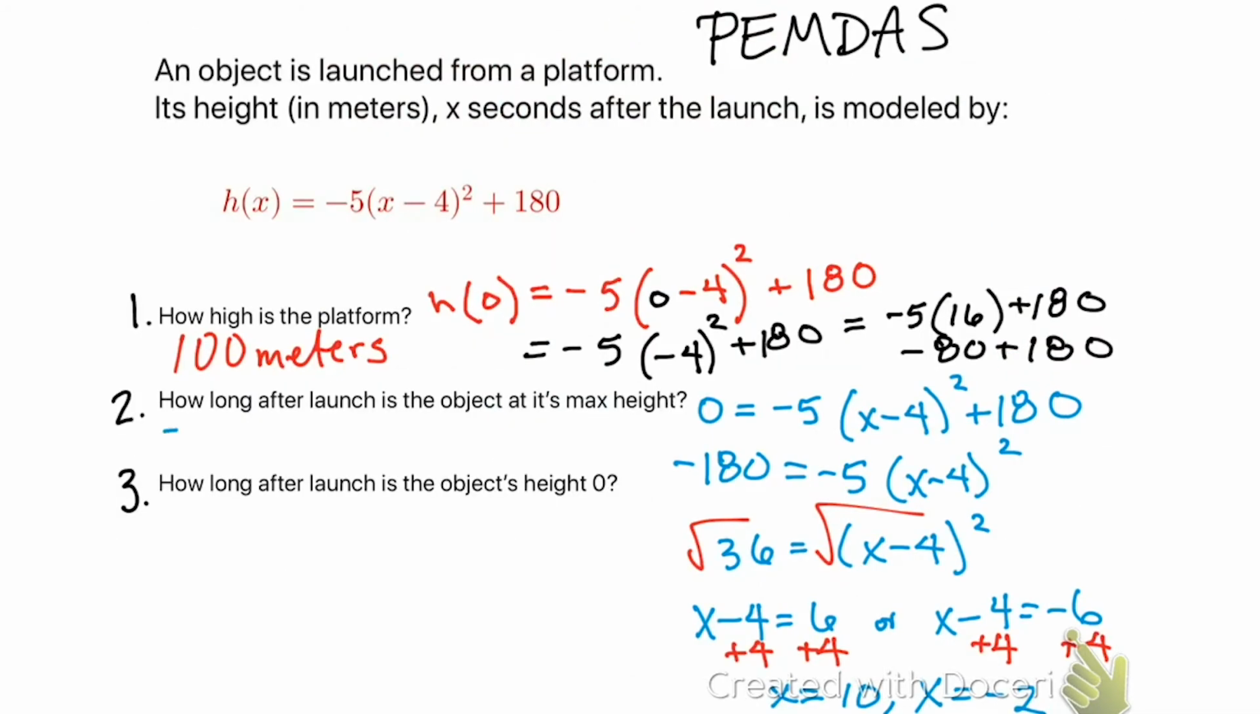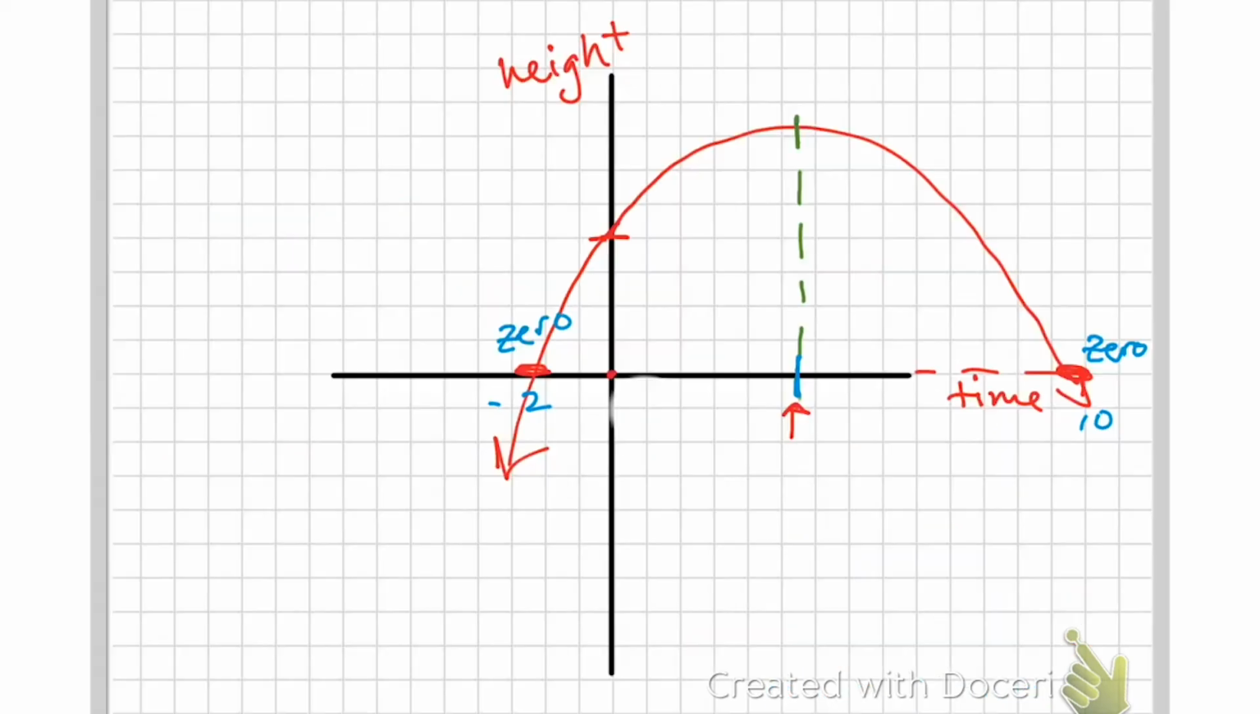So I would do -2 plus 10 divided by 2. Well, -2 plus 10, that's 10 minus 2, that's 8. 8 over 2 is 4. So 4 seconds after launch, do we get to our max height? After 4 seconds, it's starting to come back down. So if I go back to my graph, I didn't draw this to scale, but according to our math, this is 4 seconds right here.